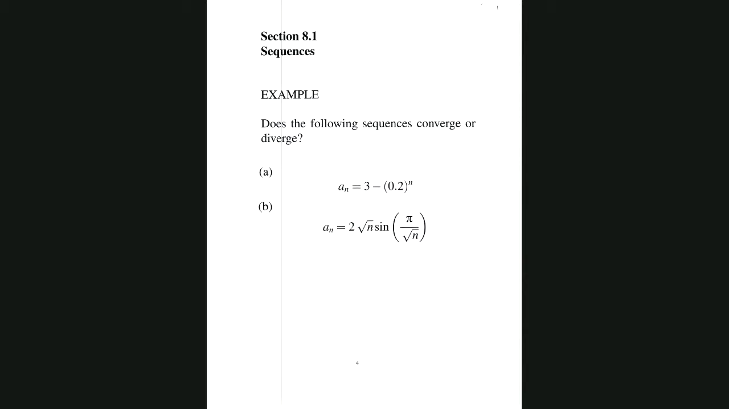Okay, so here we have that the sequence, the nth term, is 2 times the square root of n times the sine of pi over root n. So what might be a good way to approach this problem? What might be helpful to first do with the sequence? That's right, John. Very good. Graph it. Let's graph that sequence.